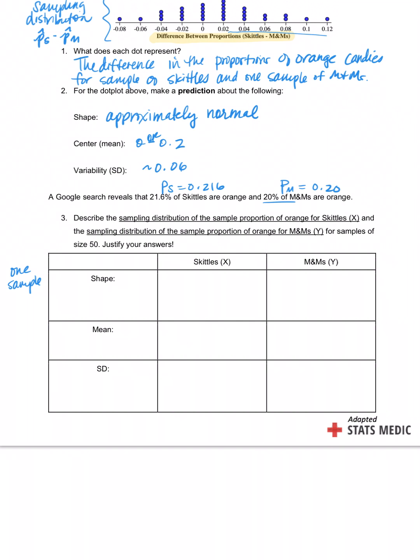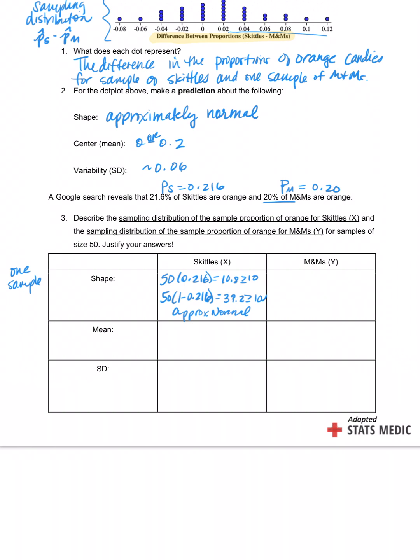Okay, how would we check for the shape here? Well, we would do the large counts test. So we would do 50 times 0.216, and then 50 times 1 minus 0.216. That would give us our large counts test. Well, this gives me 10.8, which is greater than 10, and the second one gives me 39.2, which is definitely greater than 10. So we know that this is approximately normal.